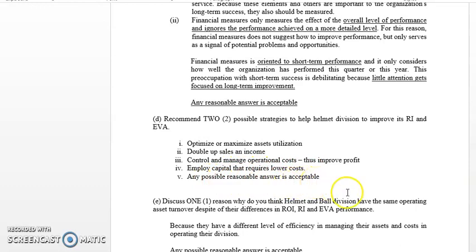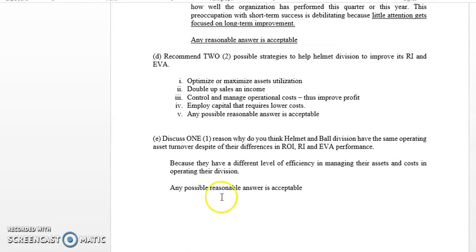Discuss one reason why you think the helmet and ball divisions have the same operating asset turnover despite their differences in ROI, RI, EVA and performance. It may be because they have different levels of efficiency in managing their assets and costs in operating their divisions. So that's all for today's exercise. Thank you very much.